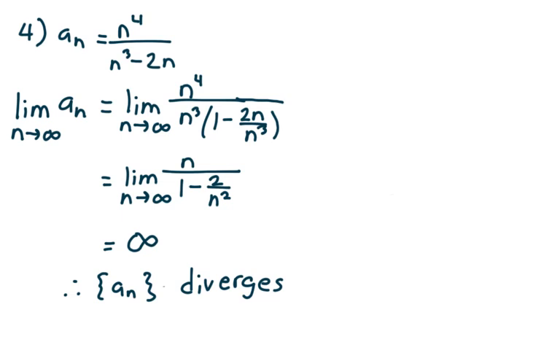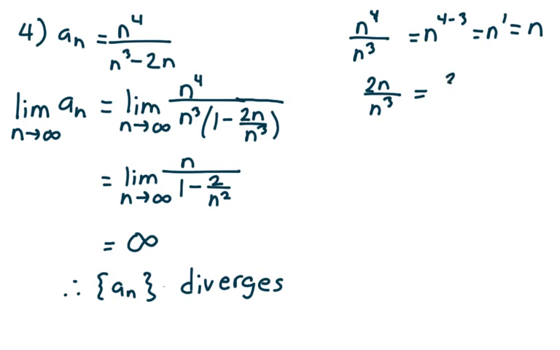Now, a couple of things. Notice that n to the fourth over n to the third is equal to n to the 4 minus 3, which is n to the first, which is equal to n. I realize that's overkill, but I'm going to go over it in this video. And then remember that 2n over n to the third is equal to 2 over n squared.